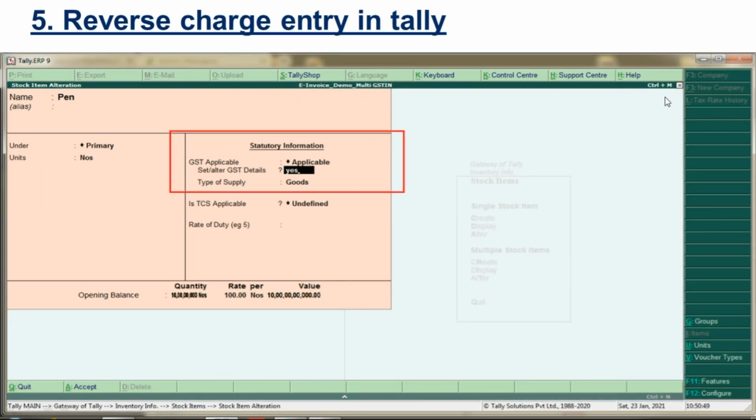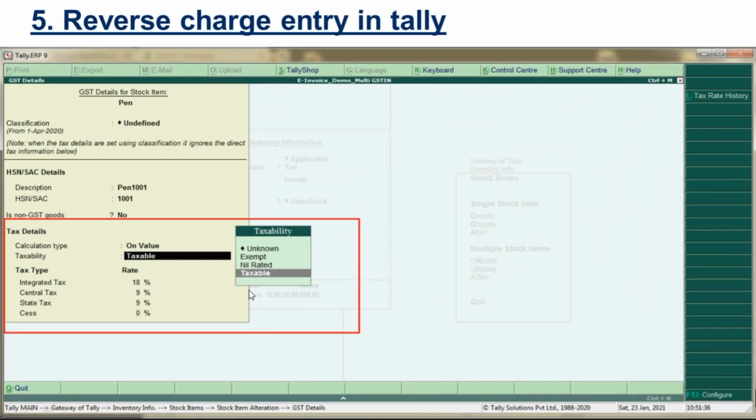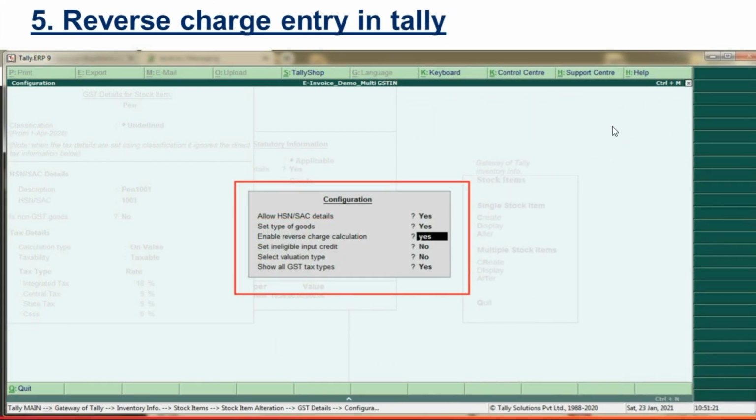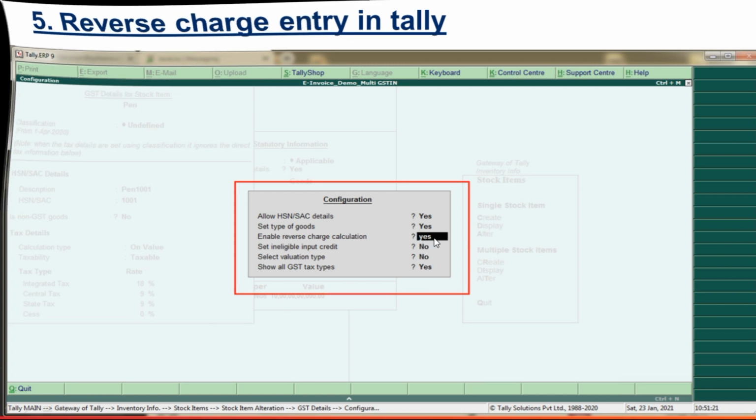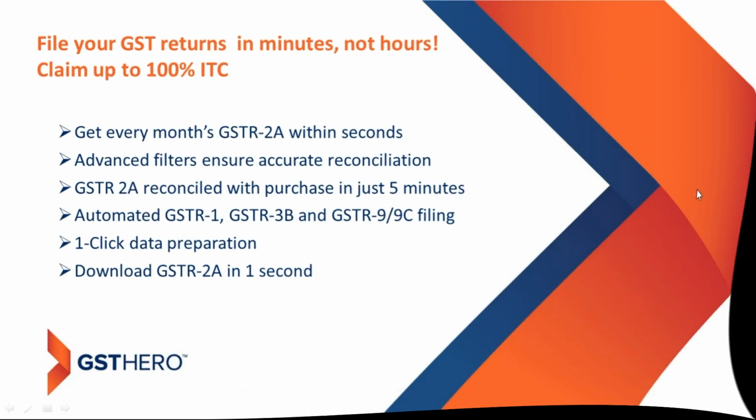In the next step, on the GST applicability window, first of all select applicable and set alter GST details and select yes. After that, press F12 and set enable reverse charge calculation to yes. On the tax liability option, select the table and taxable. For the reverse charge applicability in the dialog box, select yes. In the next step, enter the GST rates and here you go.